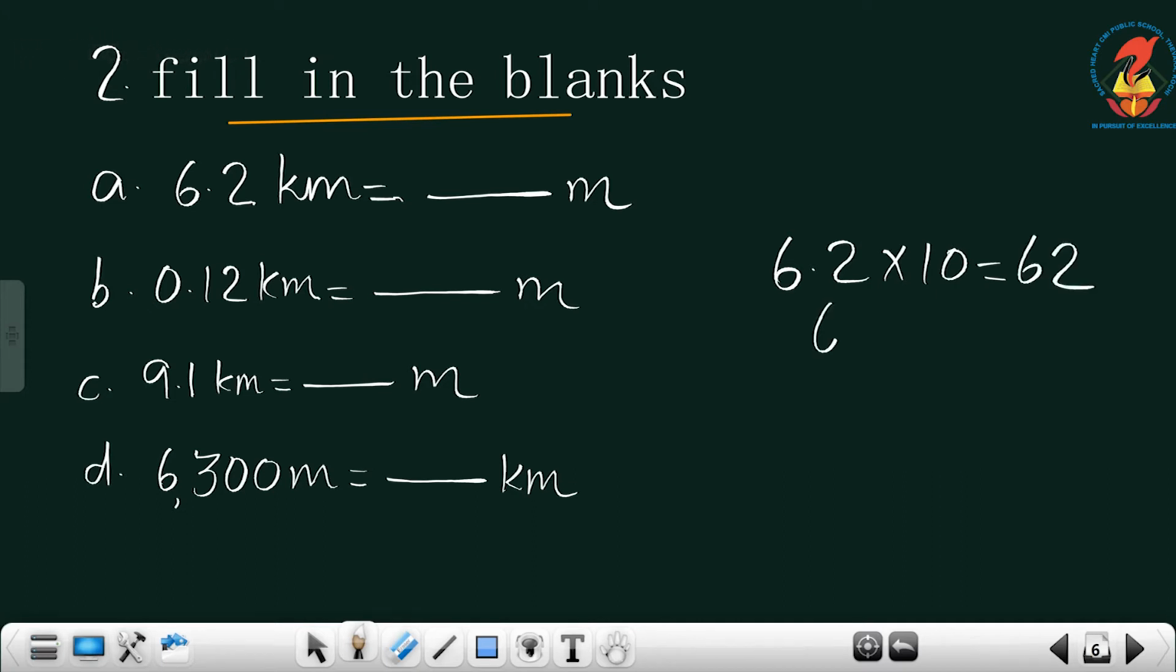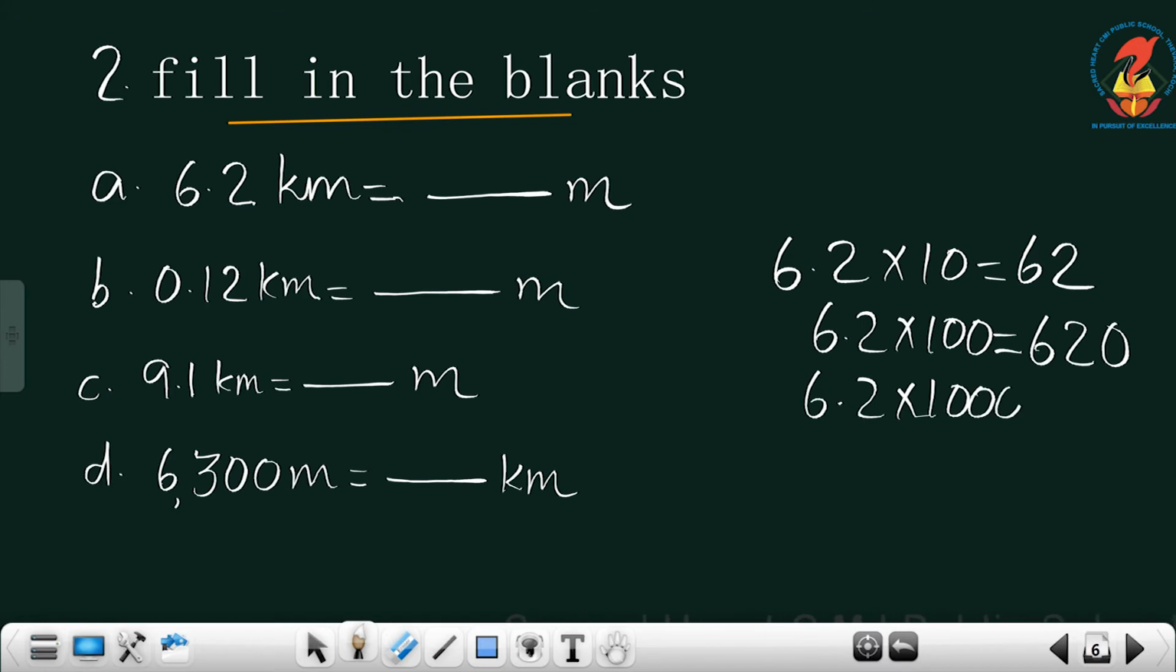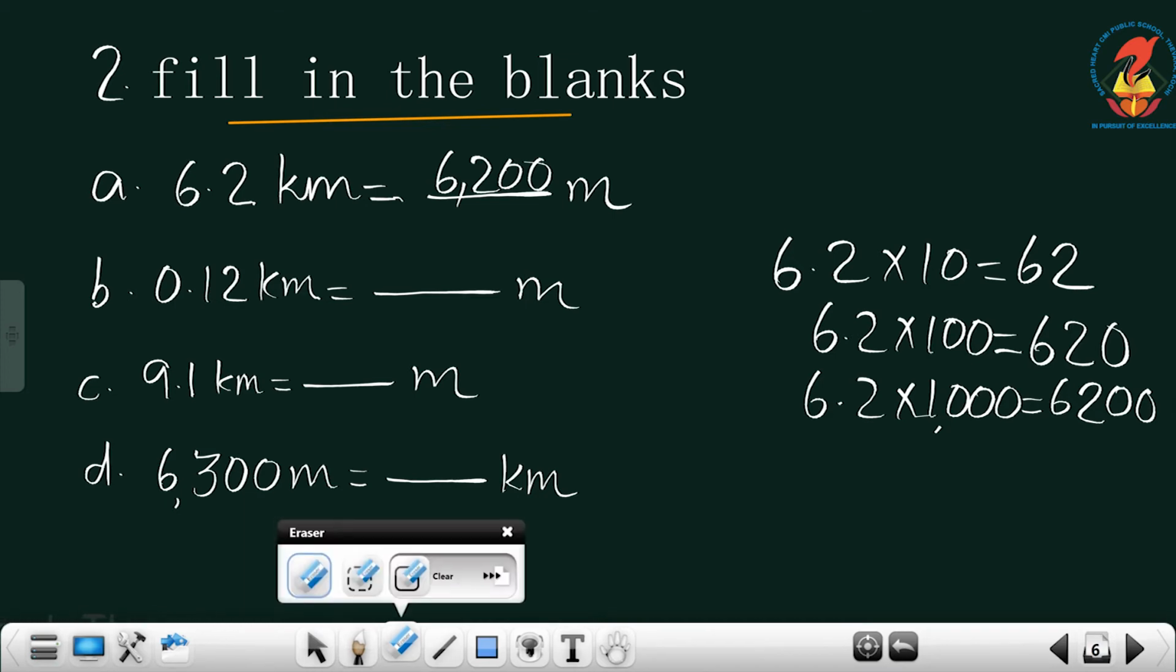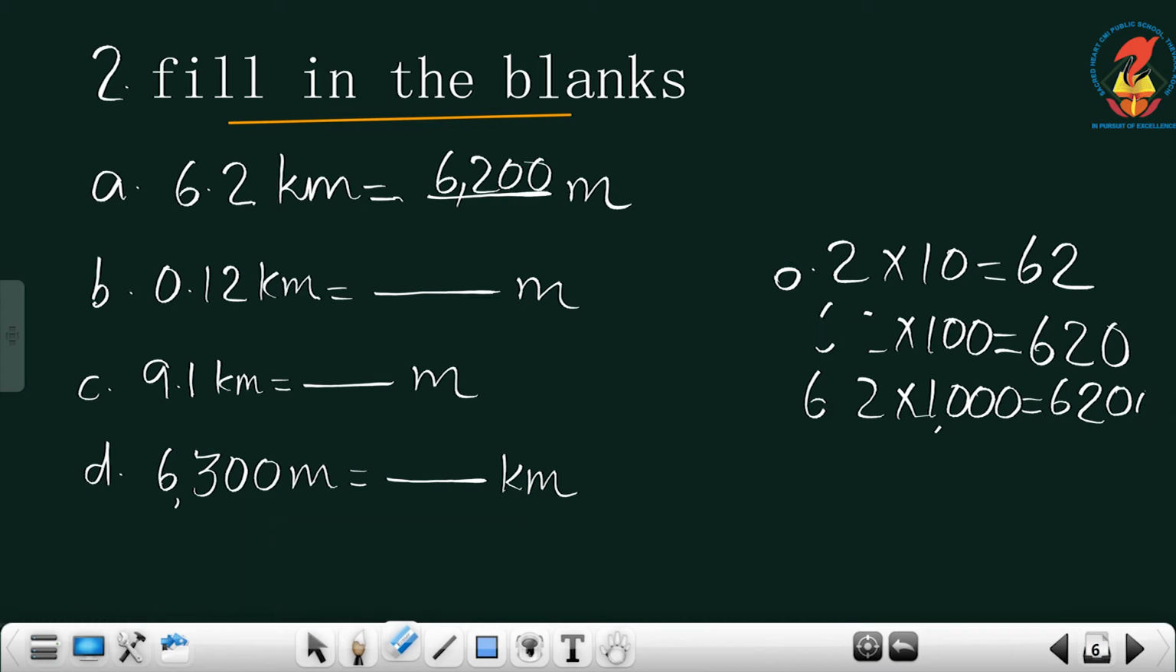It will become 62. 6.2 into 100, what will happen here? 620 only, right? And 6.2 into 1000, what will happen here? That will become 6200. Okay, it will become what? 6200 meter only, right? 6200 meter. Is it clear, children? Okay.